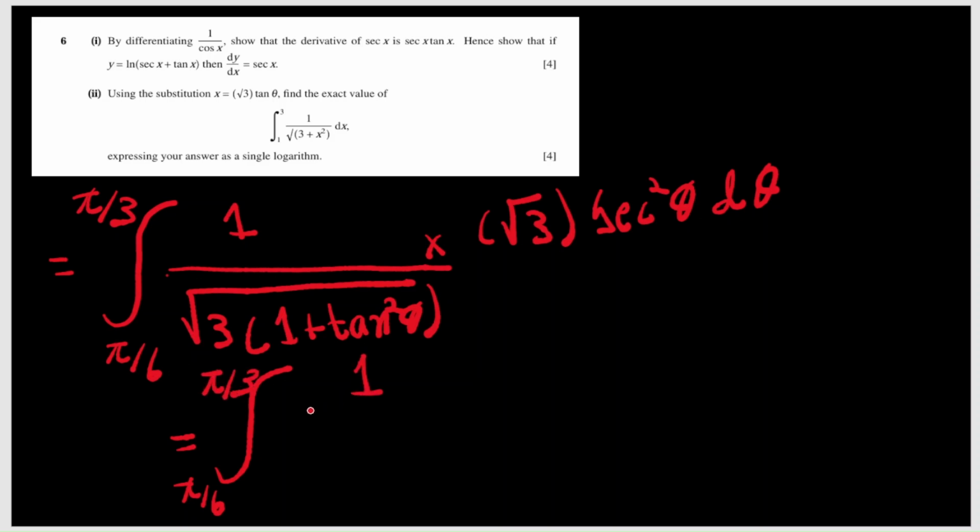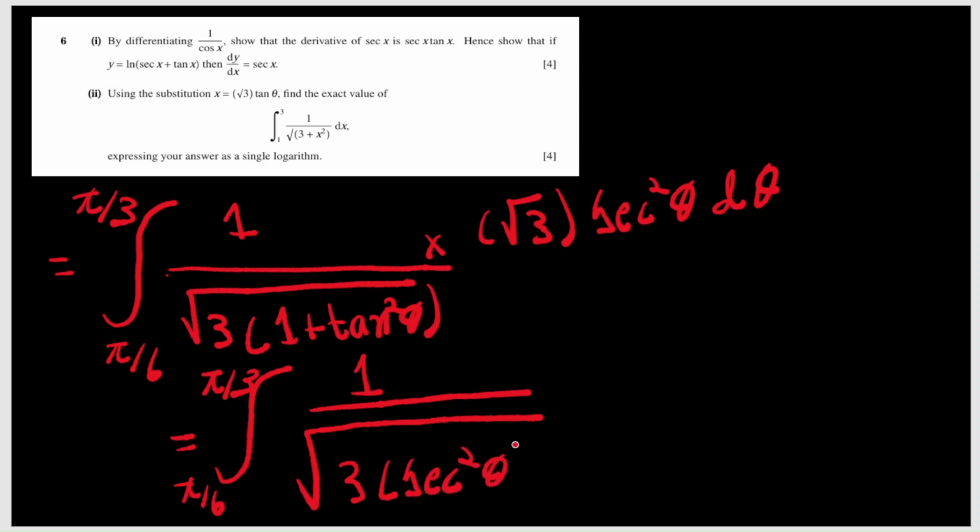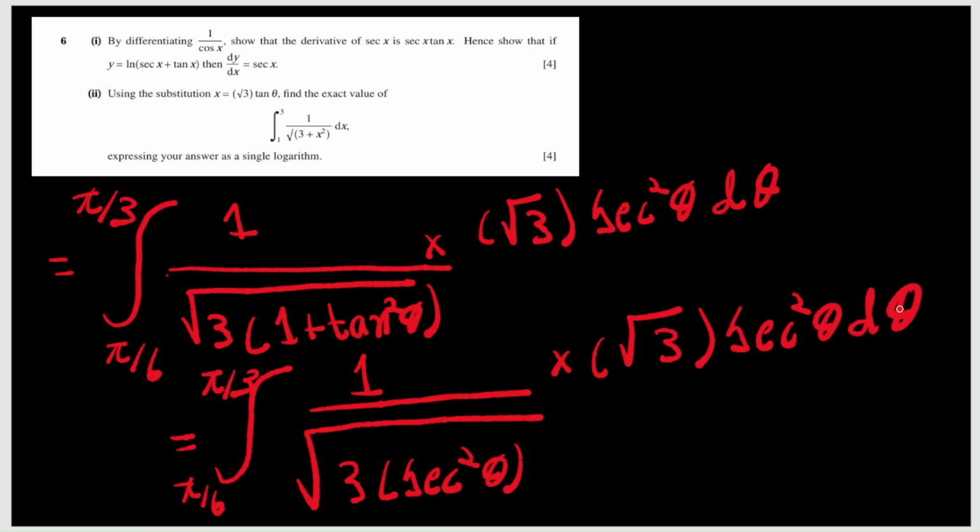So 1 over 3 sec square theta multiplied by under root 3 sec square theta d theta.